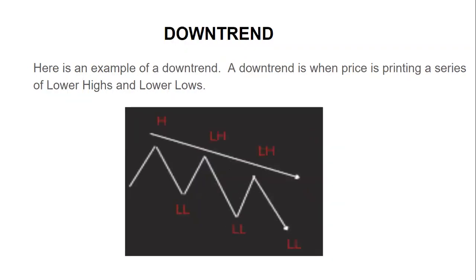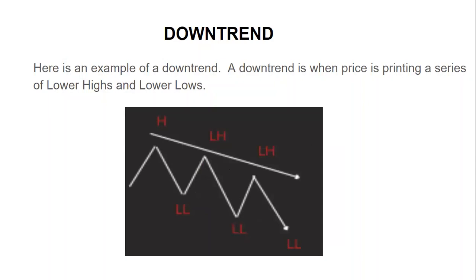Right, now let's go to the downtrend. Here is an example of a downtrend. Just similar to the one I showed you on uptrend, the same thing on downtrend. A downtrend is when price is printing a series of lower highs and lower lows.